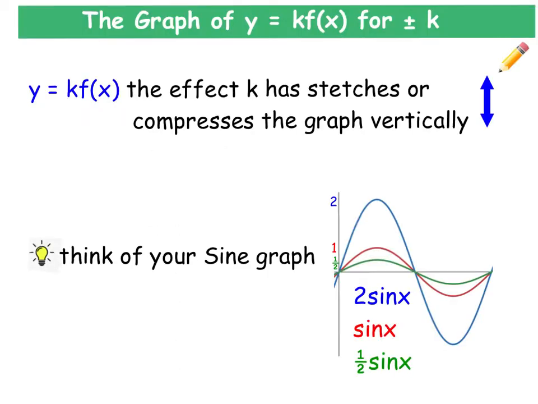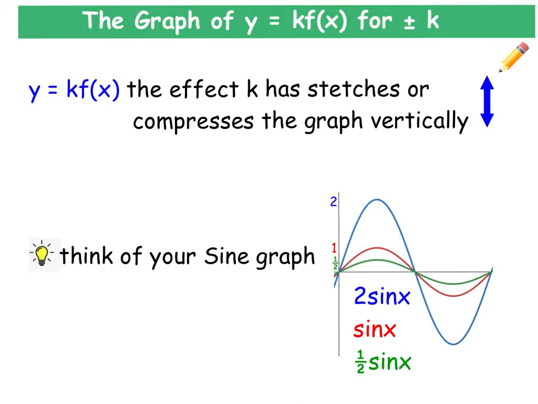Right, the second part of the lesson looks at the graph of y equals kf of x for a positive or negative k. So it could have a minus k in front, which means it will flip upside down as well. But it's just to show what happens when you put a number in front of the function. So y equals kf of x has the effect that it stretches or compresses the graph vertically.